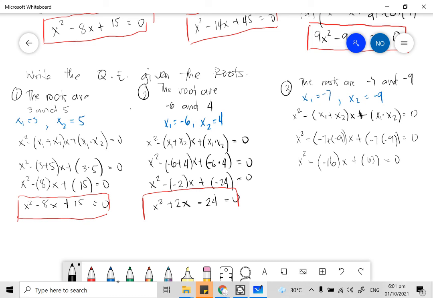And then, simplify pa natin. We have x squared, negative times negative 16 will be positive 16x, plus 63 equals to 0. So, class, therefore, the quadratic equation given the roots negative 7 and negative 9 is x squared plus 16x plus 63 equal to 0. Alright, so that's it.